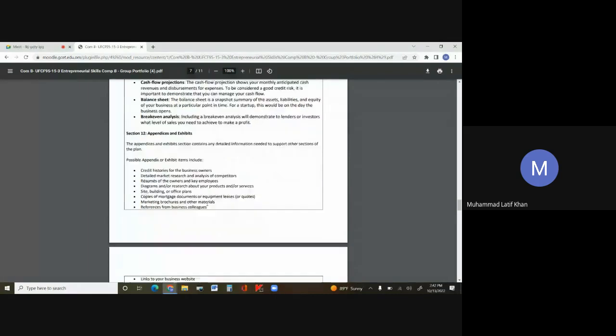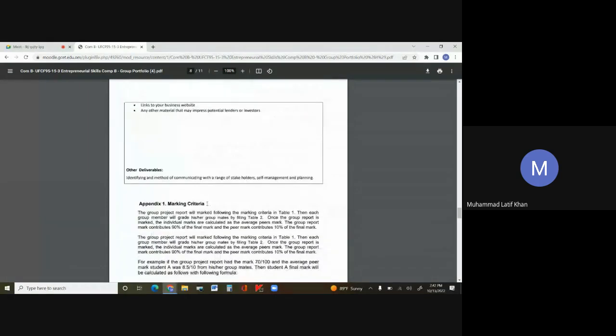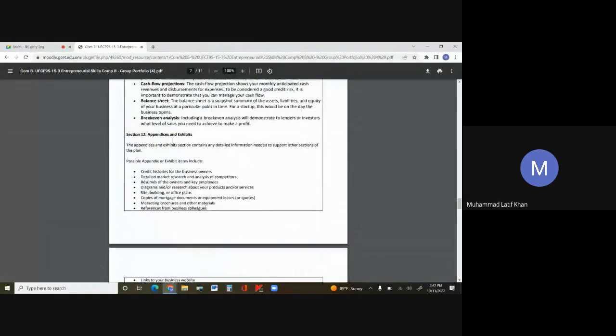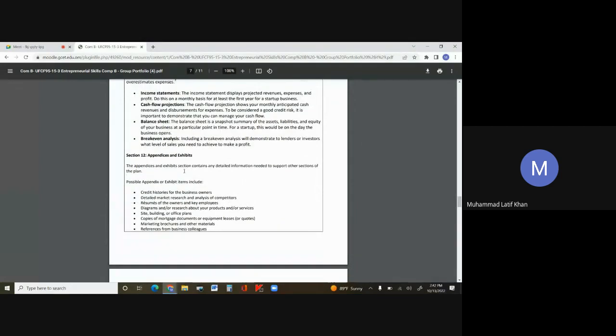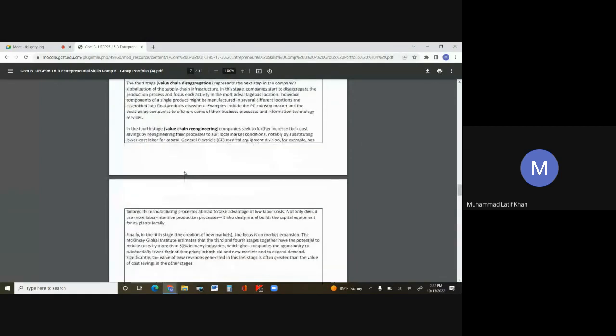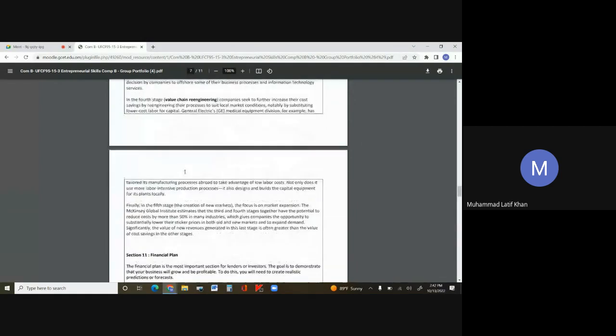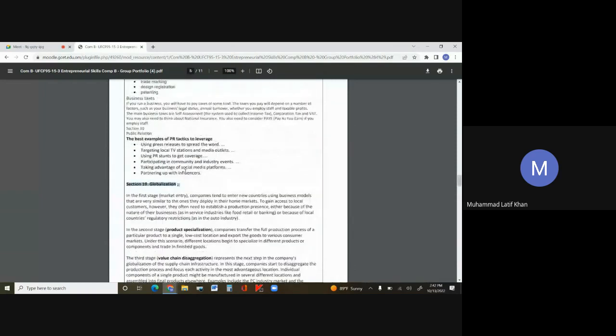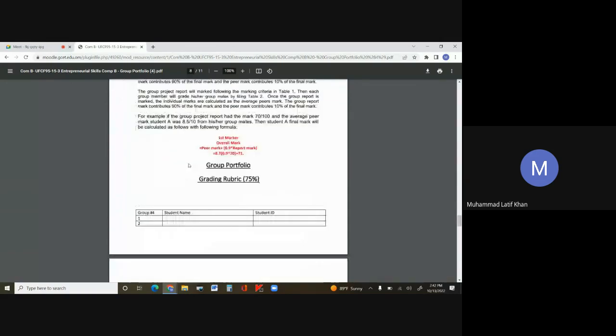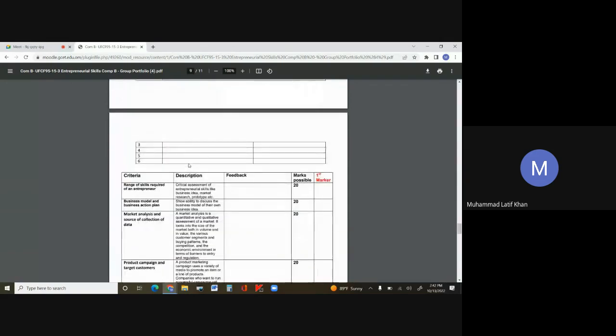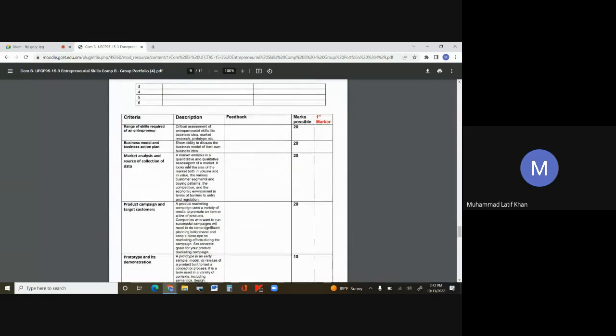Okay, after that there will be references at the end. And dear students, please keep in mind while writing all these 10 or 11 sections, all sections should be equipped with citations and, at the end, references. So this is the rubric, the marking criteria, for your 75 marks.